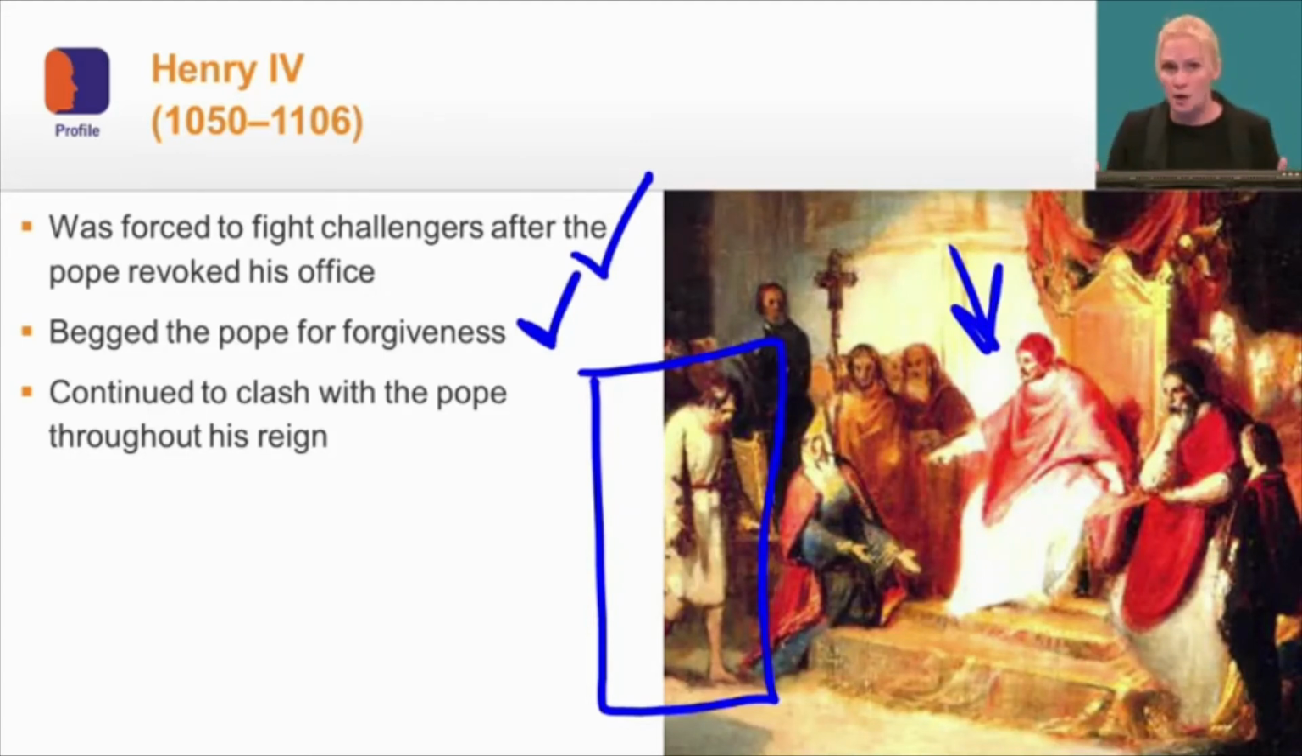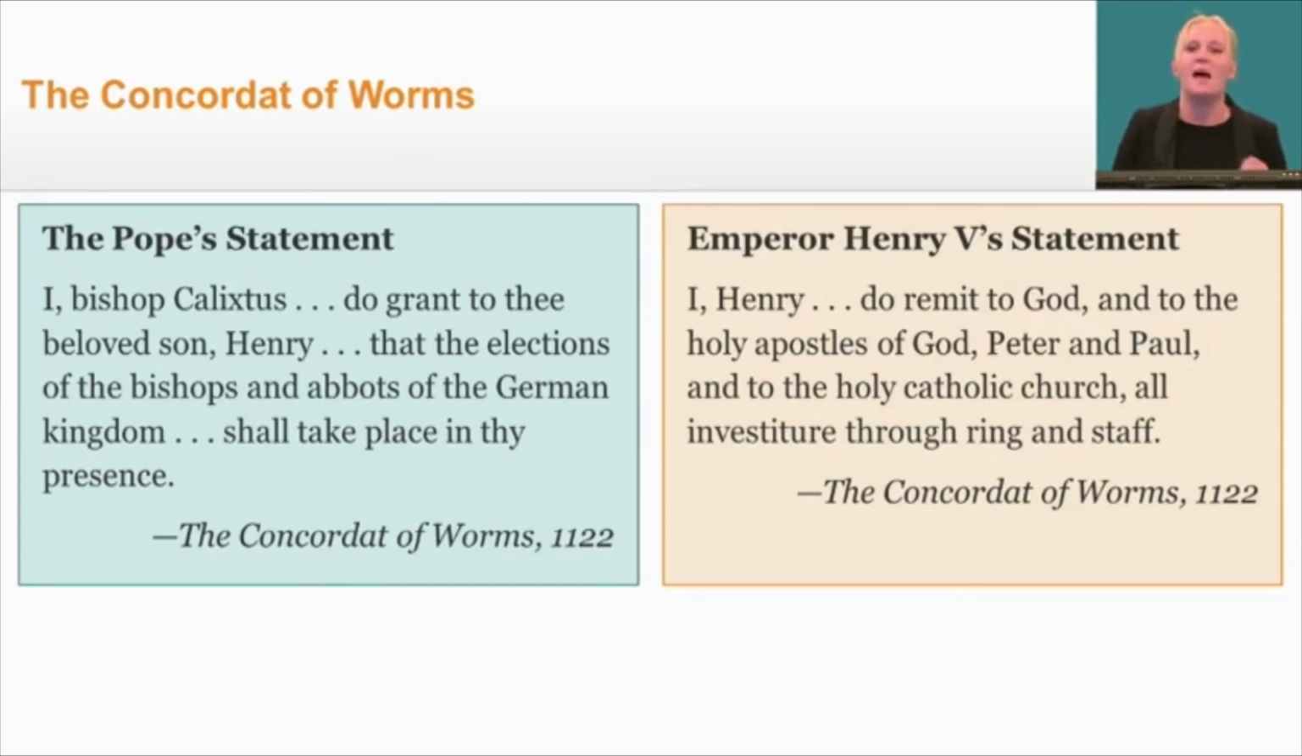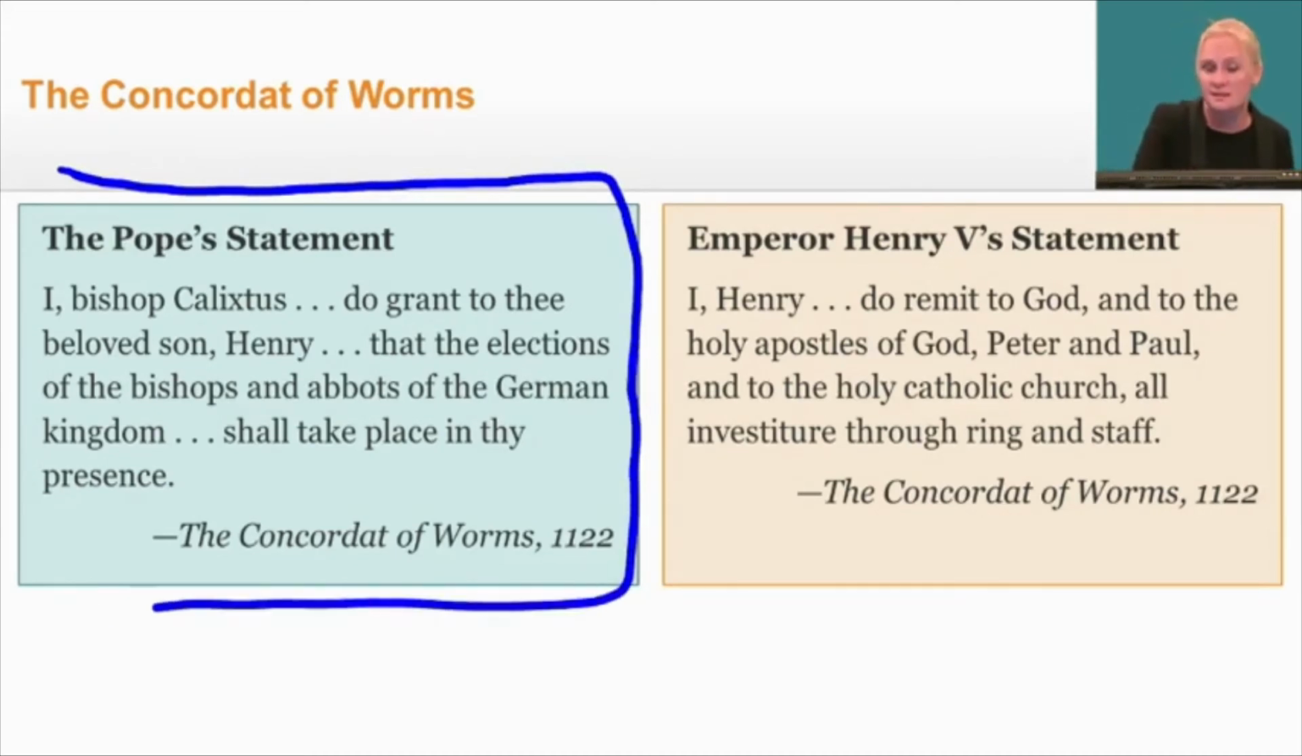Now, Henry would continue to clash with the Pope throughout his reign, and in fact, it would continue over to Henry's son, until Henry's son, Henry V, decided that it was time for a compromise, and he met with the Pope, and they came up with this compromise at the Concordat of Reims. And what the Pope said was, I, Bishop Calixtus, do grant to the beloved son Henry that the elections of bishops and abbots of the German kingdom shall take place in thy presence. And what that basically meant was that he said, yes, the church will choose the position, but you, beloved son Henry, as the king, you can veto my choices.